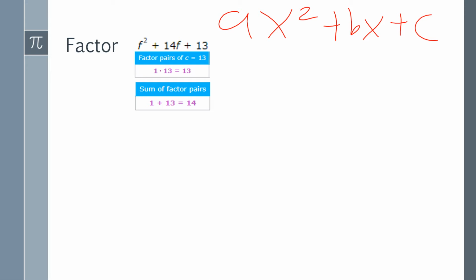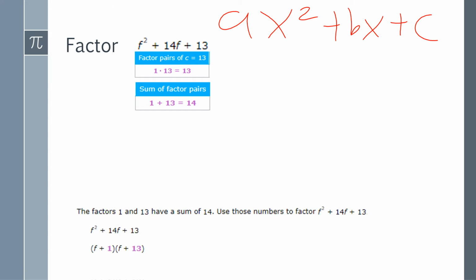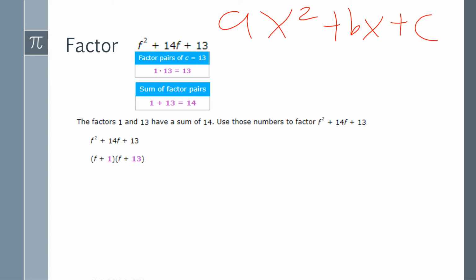That's the standard form. So, rolling through factor pairs, the question remains: what two factors, when you multiply them together, give you 13, but when you add them together, give you 14? I accidentally gave you the answer. So 1 plus 13 equals 14, because 1 times 13 is also 13. So factor just like that, and that's it.